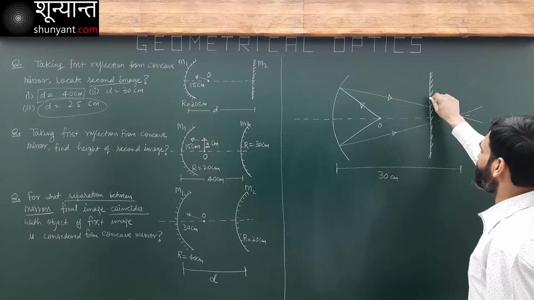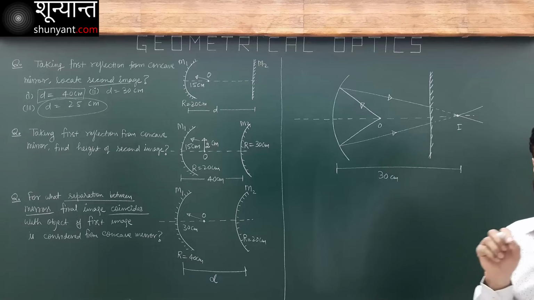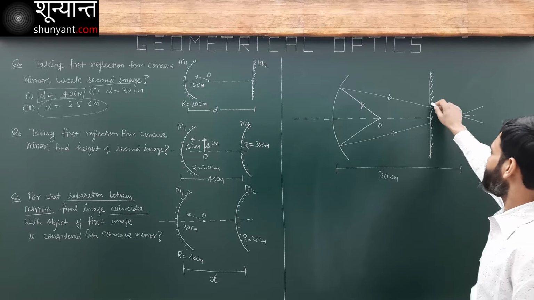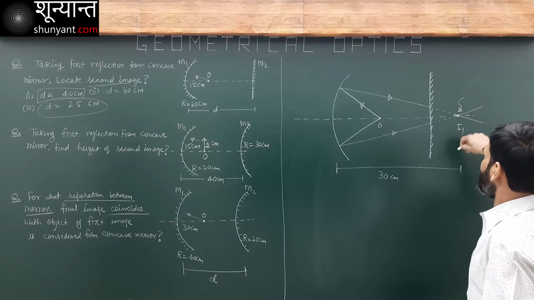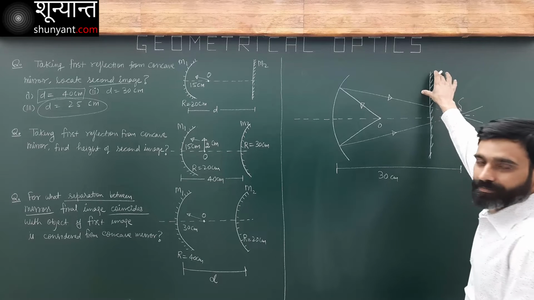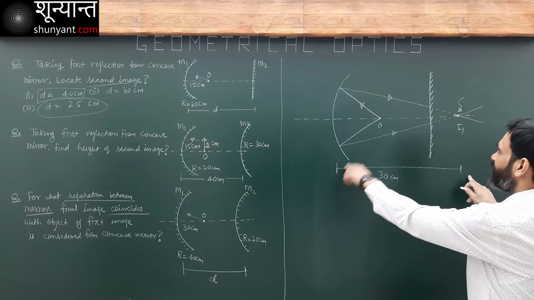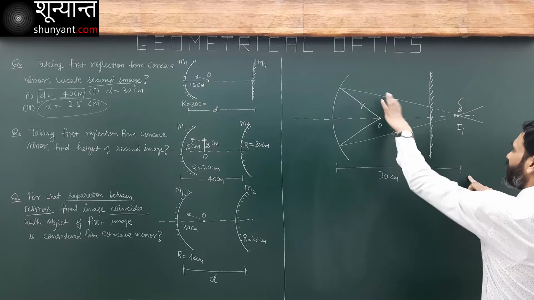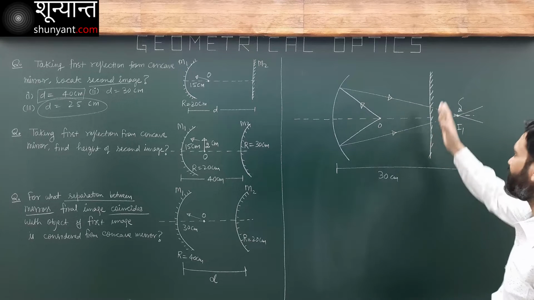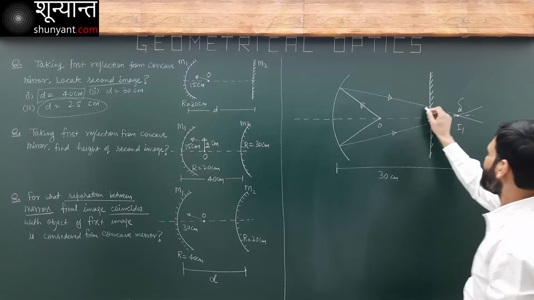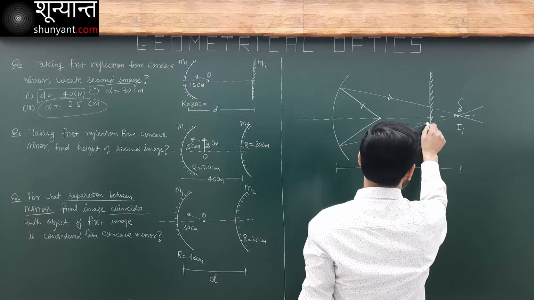Now, for this mirror, this becomes an object. Try to understand very, very carefully. For this mirror, this becomes an object. If I did not have this, one image would have formed here at 30 centimeter. But I do not allow the light rays to converge here. In between, I am keeping this mirror. So from this mirror, light rays will be reflected like this.